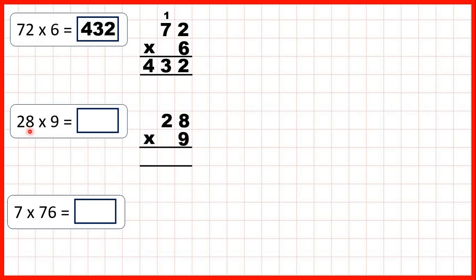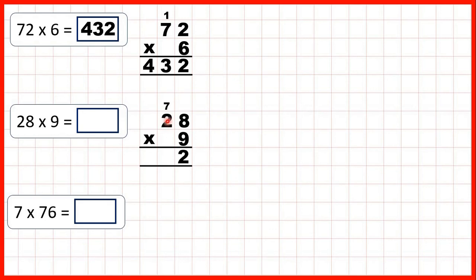Now we have 28 times 9, so we can set the question out in the same way, and as always, we start by multiplying our ones digits. We have 8 times 9. That's 72, but again, we can only have one digit in each place value, so we need to write 72 as 7, 2, with the first digit above the next place value column along, so above our tens digit. And that makes sense if we remember that in 72 we have 7 tens and 2 ones, so we write the tens above our tens digit.